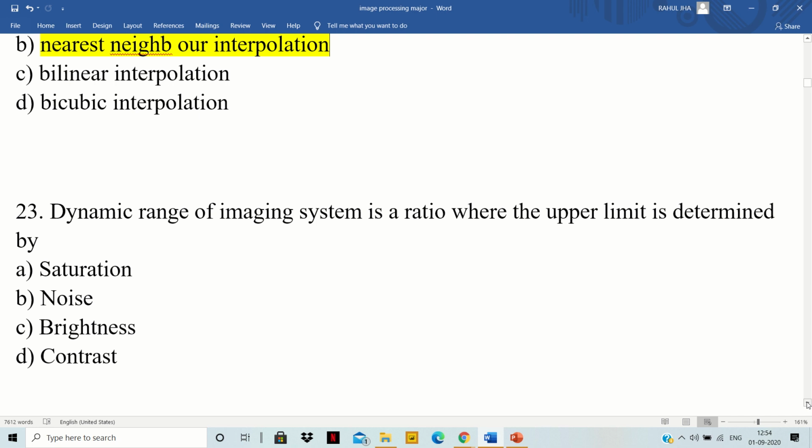So there is a maximum limit, okay? If we are talking about maximum limit, brightness can't be a maximum limit, contrast also cannot be, and noise can't be a maximum limit. So the maximum limit will be A, which is saturation, which is the maximum amount. Okay. Next question.